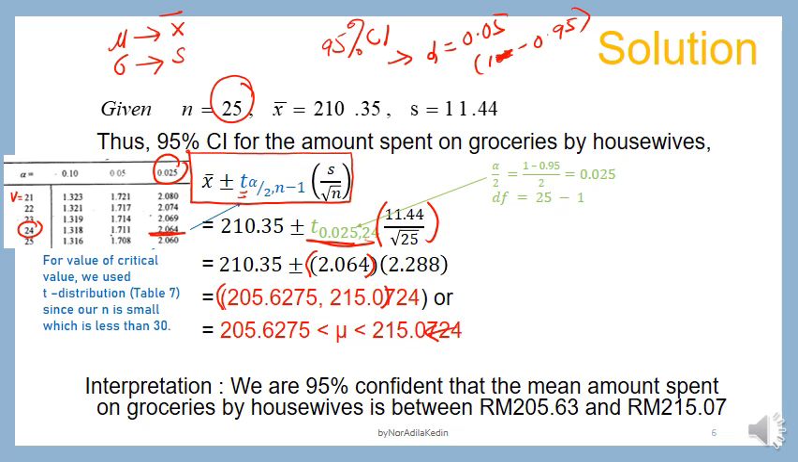And don't forget to interpret your answer. So, dia suruh construct 95% CI. Thus, we are 95% confident that the mean amount spent on groceries by housewife is between RM205.63 and RM215.07. So this is an example for single mean, population variance unknown, and small sample.